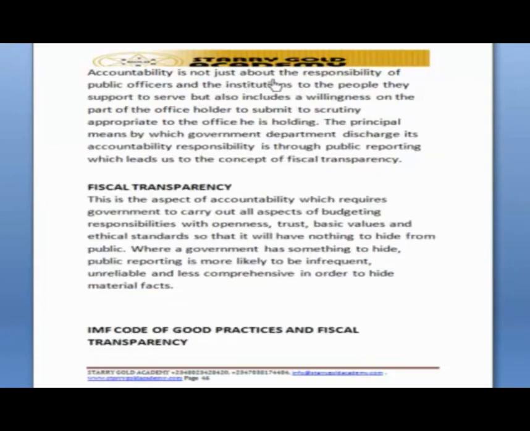Accountability is not just about the responsibility of the public officer and the institution to the people they are supposed to serve, but also includes a willingness on the part of the office holder to submit to scrutiny, to submit account for scrutiny.